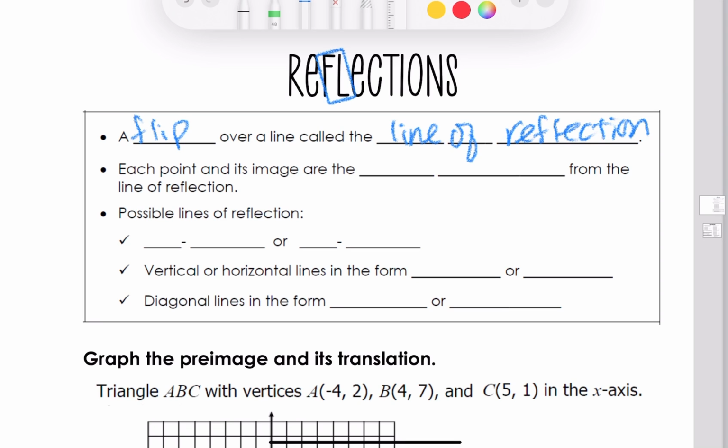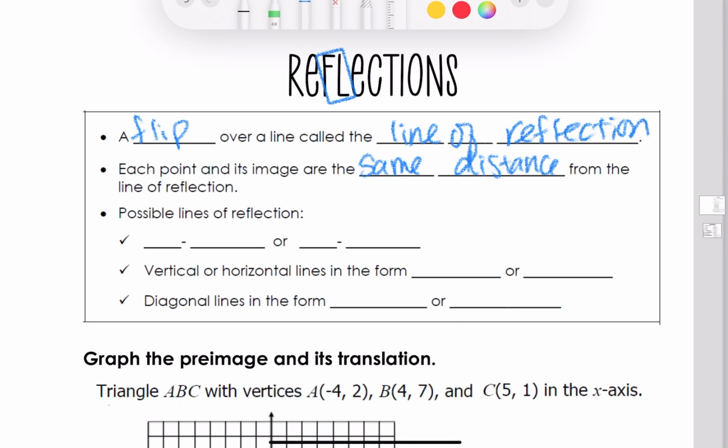All right, now each point and its image are the same distance from the line of reflection. Think about it. When you look in a mirror from far away, you still look far away in a mirror. If you're close in a mirror, then you still look close in a mirror.